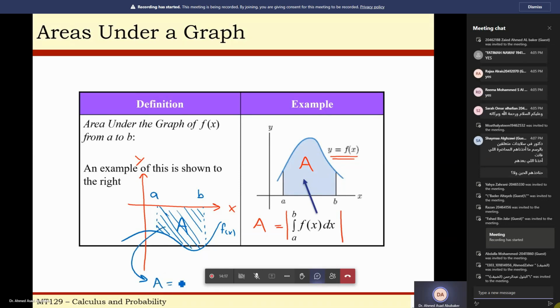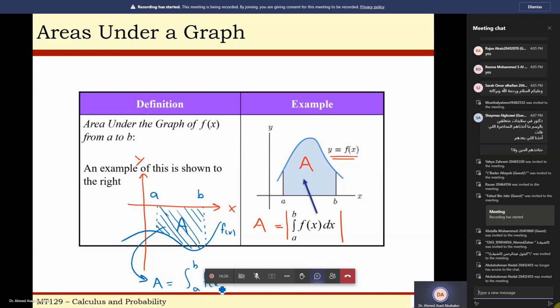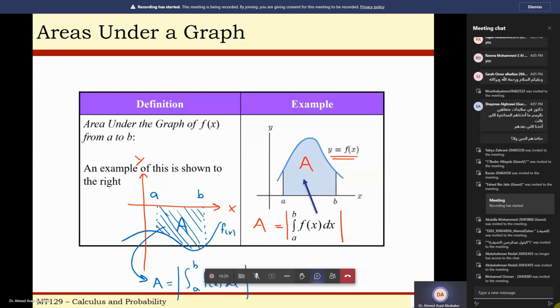So the area also equals the integral from A to B for f of x dx, but we must put the absolute value. Why? Because the integration from A to B for f of x dx is less than 0. Why less than 0? Because the curve is under the x-axis. But for this one, the integral from A to B for f of x dx is positive, greater than 0. Why? Because the curve is above the x-axis.